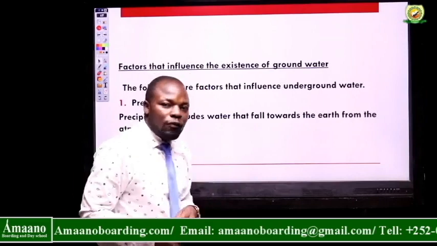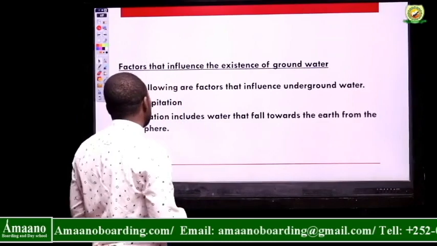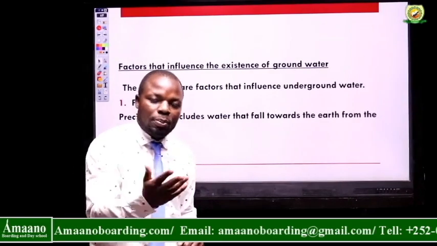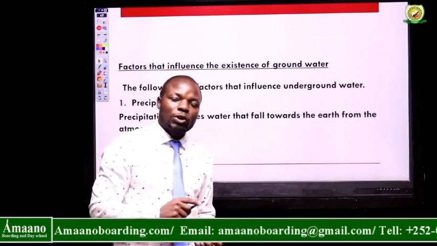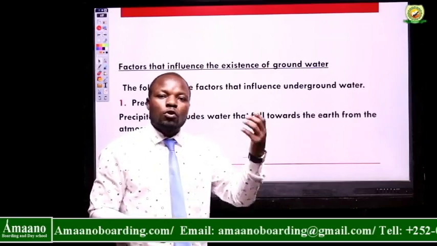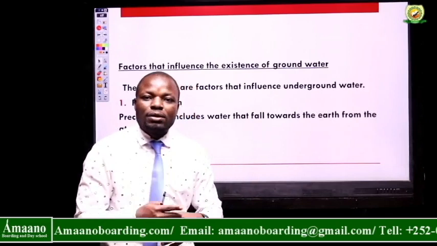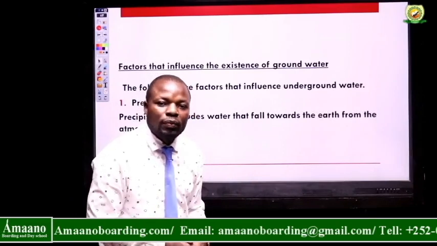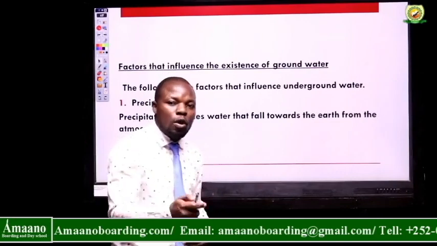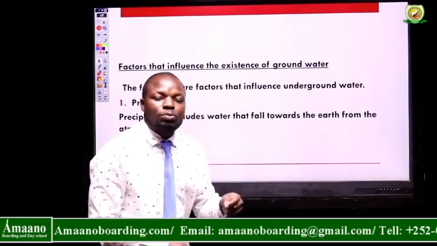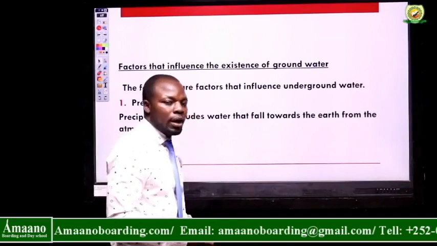Now, the following factors will affect the existence of underground water. One is precipitation, and in our previous lesson we learned about precipitation. What is precipitation? Precipitation is water that falls from the atmosphere towards the Earth's surface. I remember we also looked at various forms of precipitation, including even sleet, snow, including dew. All those are forms of precipitation. So precipitation must be there. That means water must fall so that it can go underground.